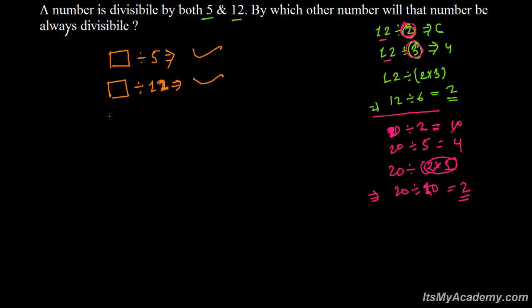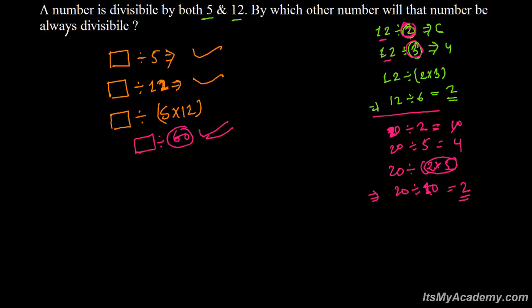So the same number, according to that theorem, must be divisible by 5 times 12. It must be divisible by the product of these two numbers. So 5 times 12 is 60. So this number, whatever that number is, is always and always divisible by 60.